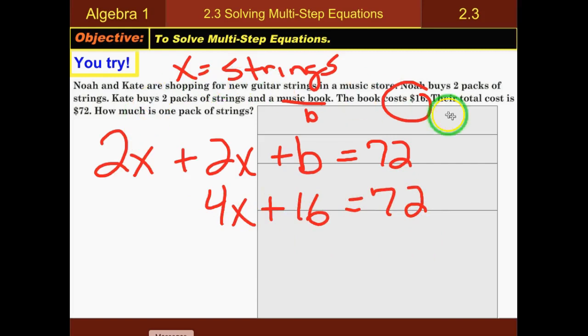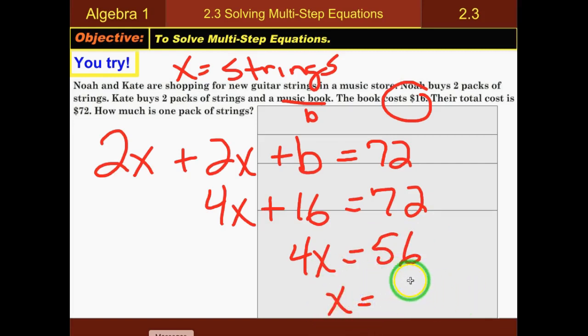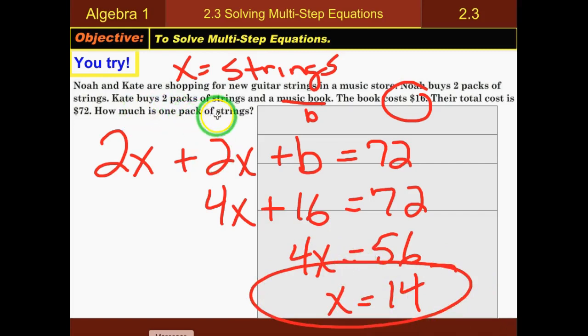So remember, just do your best. I mean, these take some practice, so as we get better at them, we will feel more comfortable with them. They'll feel easier, if you will. So 72 minus 16 is 56. And then if I divide both sides by 4, I would get 14. All right, so if I didn't screw anything up there, this would be $14 for 1 pack of strings. Remember, I let X equal the strings.